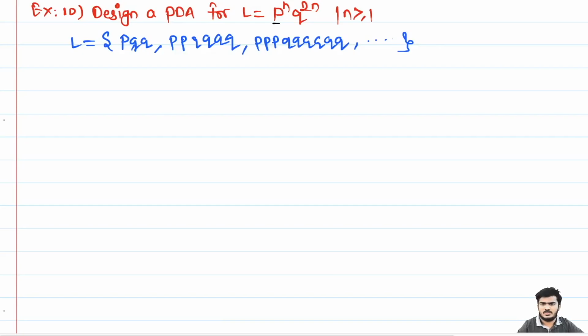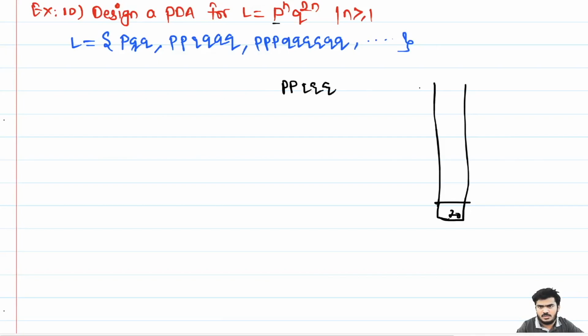Okay, so let's try to solve this. I'm taking the stack for this, and the stack has the bottom of the stack, that is Z0, and I will use the string p p q q q q. Finally this string ends with epsilon, and my input pointer is here. Initially I'm in the q0 state.